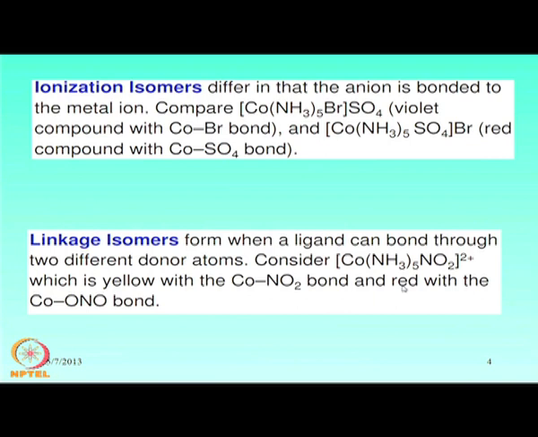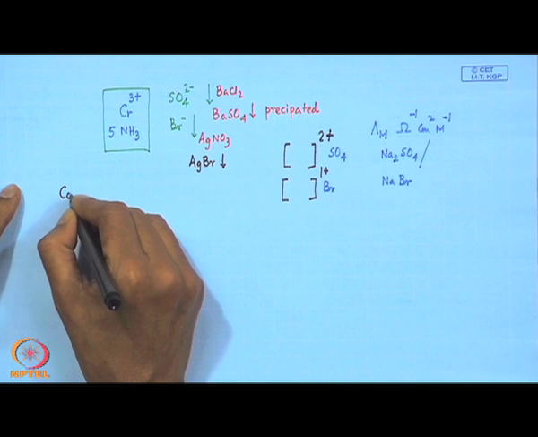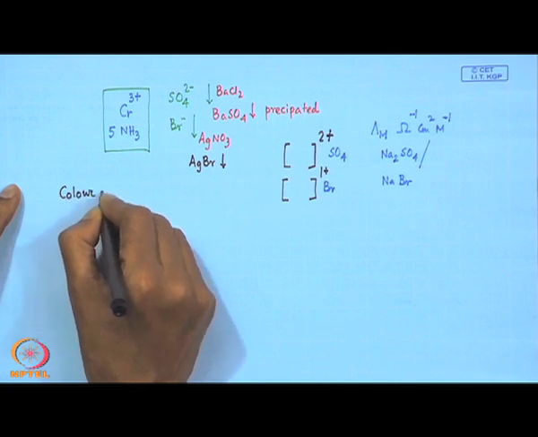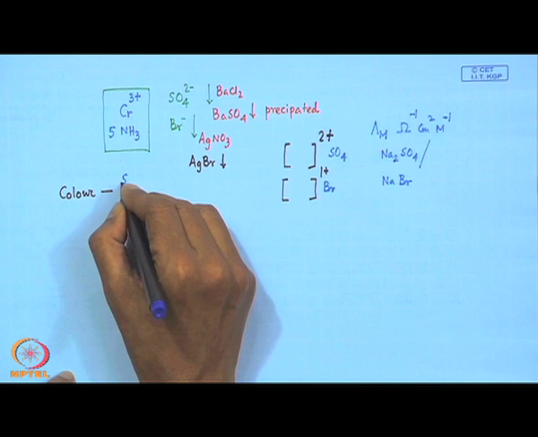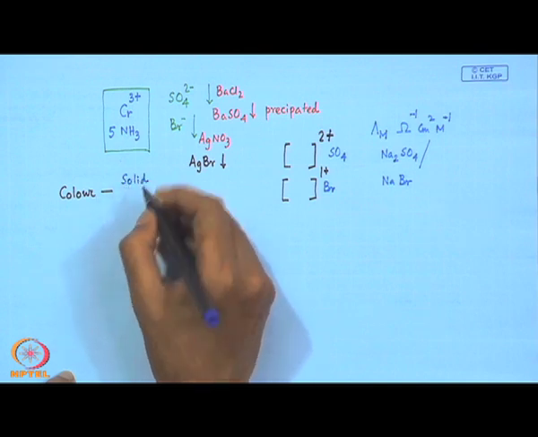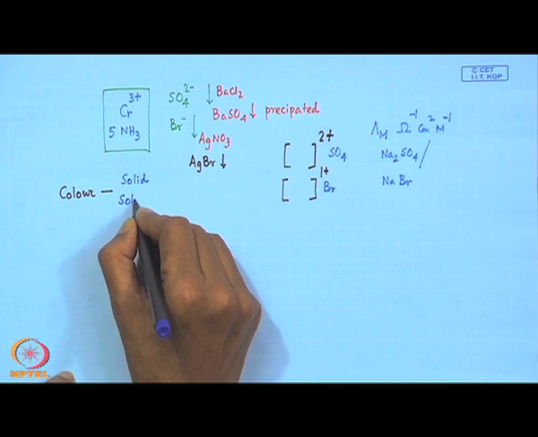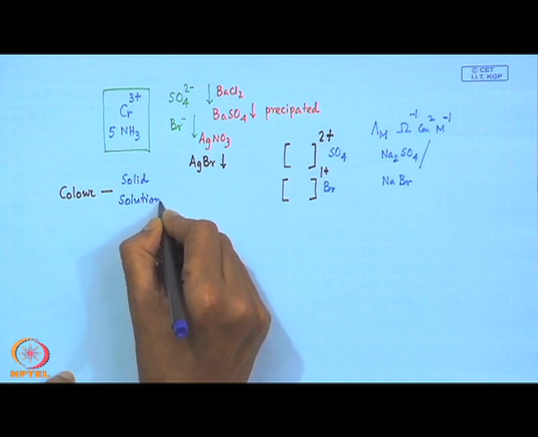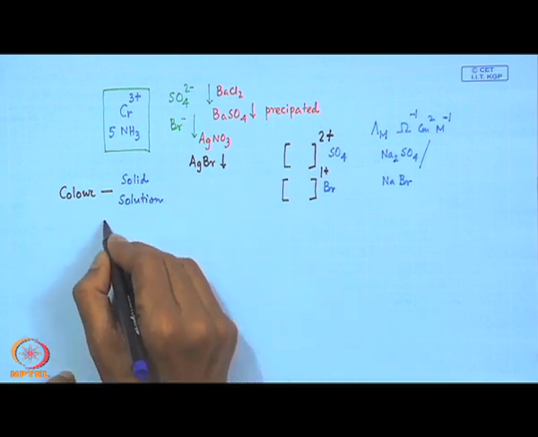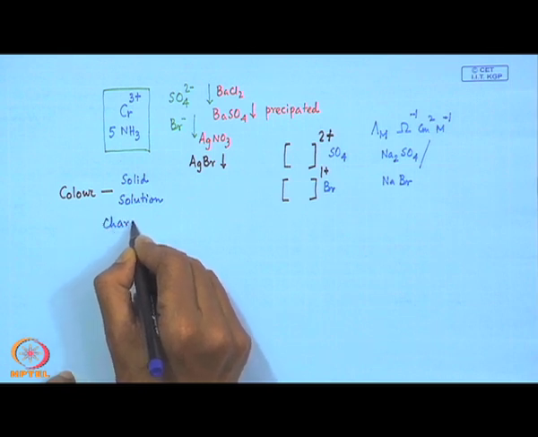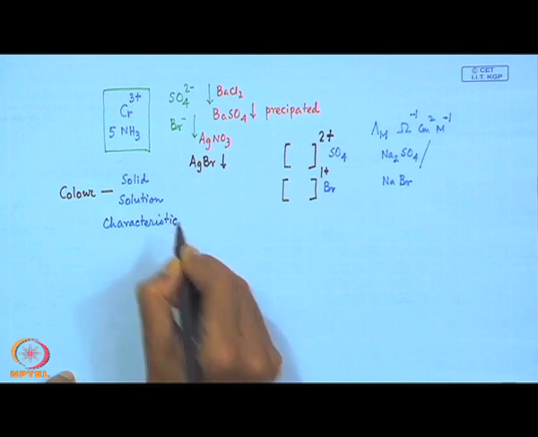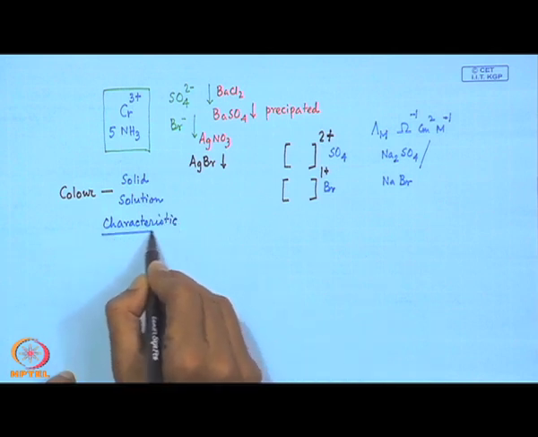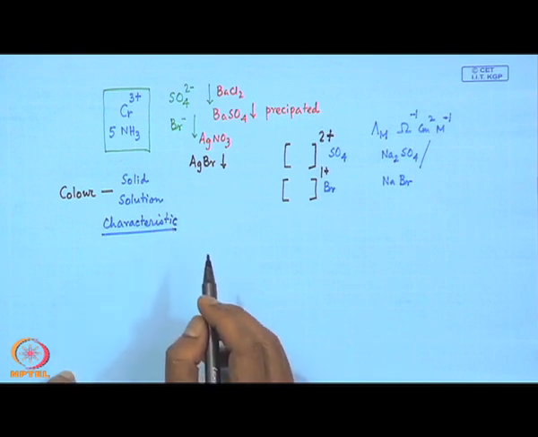So, color is very much important, the color of the compound both in the solid state as well as in solution. It is very characteristic for the identification of the nature of the compound.